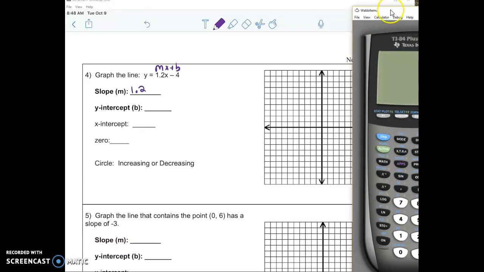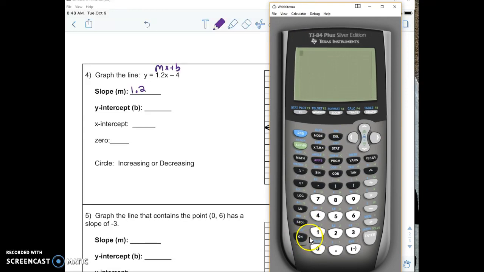So I need to convert this decimal to a fraction. 1.2, math, enter, enter, gives me 6 over 5. So up 6 over 5, rise over run.